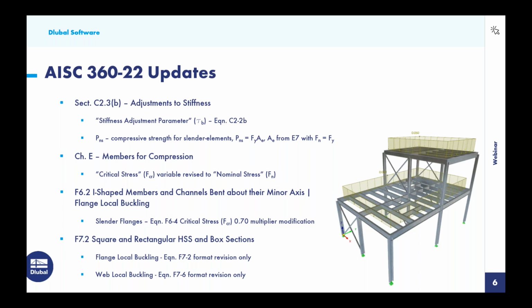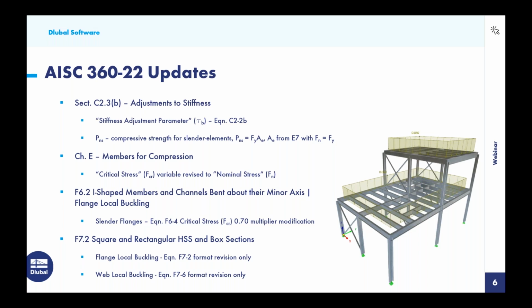Well, it was clarified that A sub e, which comes from chapter E7, should now be utilized with the yield strength rather than the nominal stress. So just a clarification there and a small difference from the 2016 standard. Then we have chapter E, members for compression. This is just a terminology change here where the critical stress F sub cr was now revised to the nominal stress F sub n. Section F6.2, I-shaped members and channels bent about their minor axis, flange local buckling.